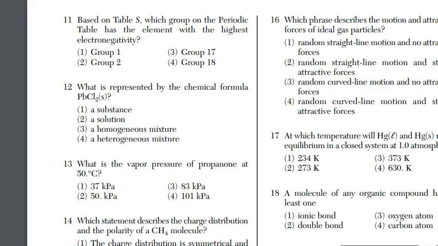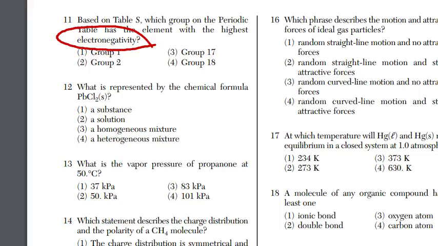For question 11, they talk about here, table S, which group on the periodic table has the element with the highest electronegativity. So electronegativity, another one of those vocabulary words you should know the definition to. It has to do with the pull an atom has for electrons. Electronegativity values are on reference table S, but since we're dealing with groups 1, 2, 17, and 18, the first thing you want to do is go to the periodic table.